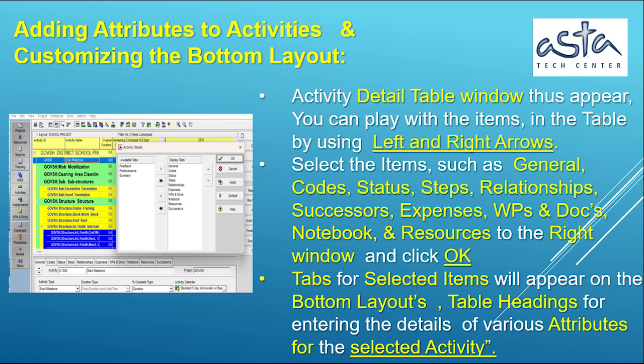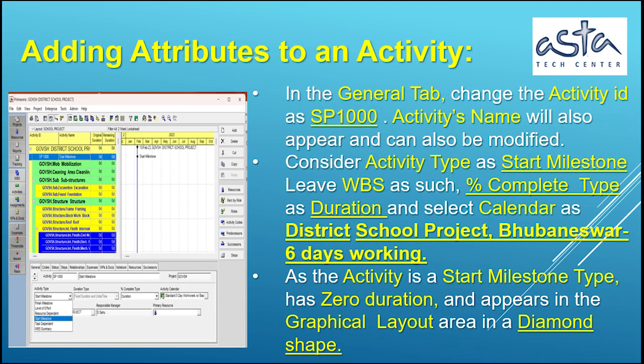Adding attributes to activities, and customizing the bottom layout. The Activity Detail Table window thus appears. You can play with the items in the table by using the left and right arrows. Select items such as General, Codes, Status, Steps, Relationships, Successors, Expenses, WPs and Docs, Notebook, and Resources to the right window and click OK. Tabs for the selected items will appear on the bottom layout, with table headings for entering the details of various attributes for the selected activity.